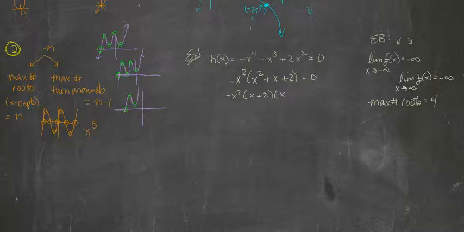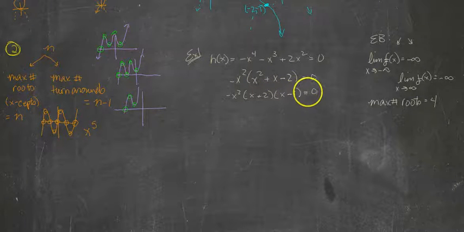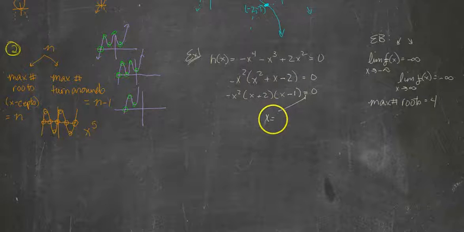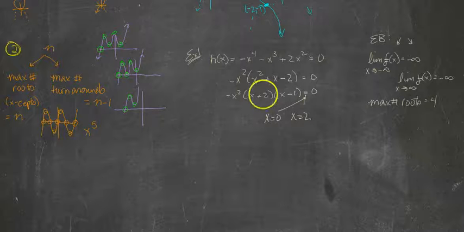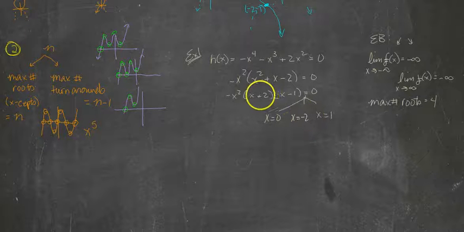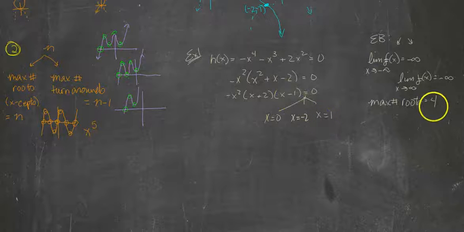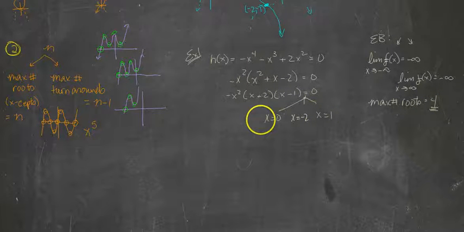Hang on. Mistake found right there. If only I could erase it. So this is minus 2. So x plus 2, x minus 1 equals 0. When I find my factors, I get x equals 0 from this factor. I get x equals negative 2 from the second factor, x equals 1 from the third factor. So I actually got 3 roots. 4 is my maximum, but I only got 3.